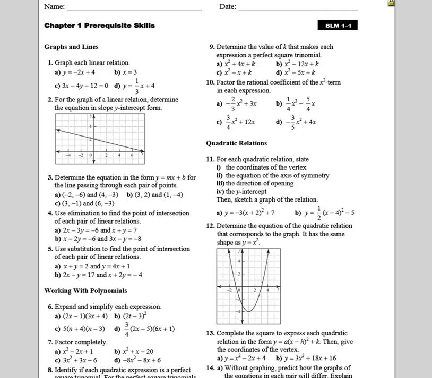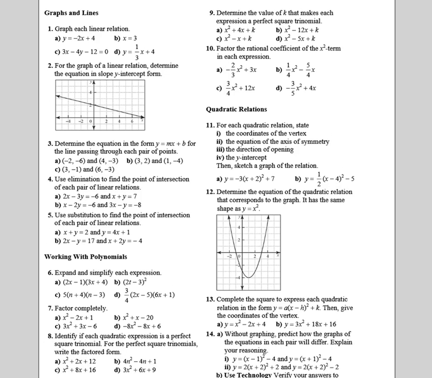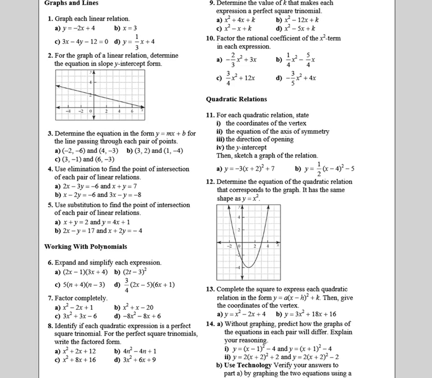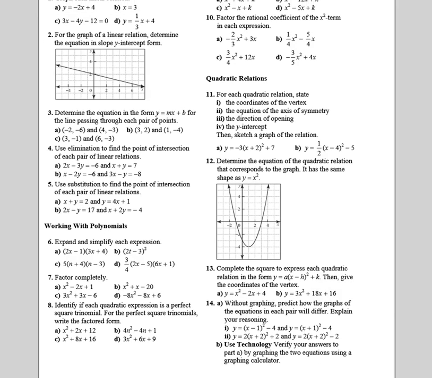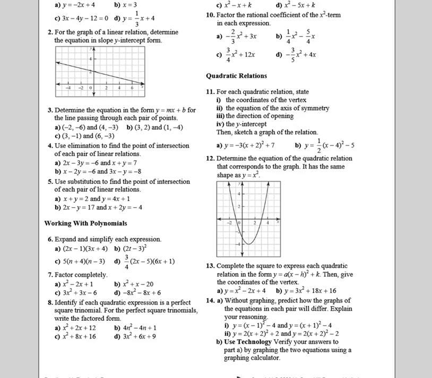We have a worksheet, a Blackline Master, which you probably have not received, but it is very similar to the questions on pages 2 and 3. The first section is called graphs and lines. You should be familiar with that by now, having done a review at the beginning of the year. Working with polynomials, you may be interested in knowing how to do questions 7, 8, and 10. Number 6, I've demonstrated the expansion sufficiently in the review.